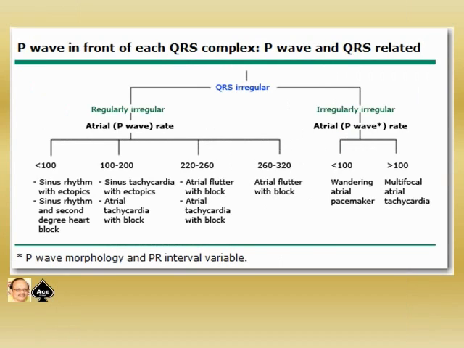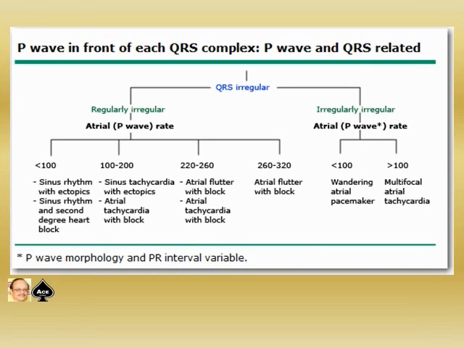Now the second important step in the detection of abnormality is the P wave coming in front of each QRS complex, and the P wave and QRS are related. The first step is to see whether the QRS is regularly irregular or irregularly irregular.